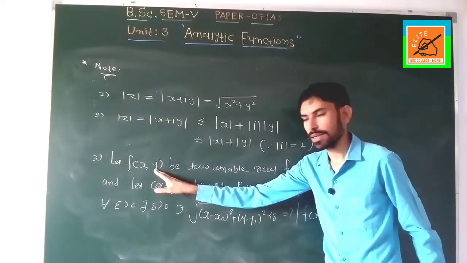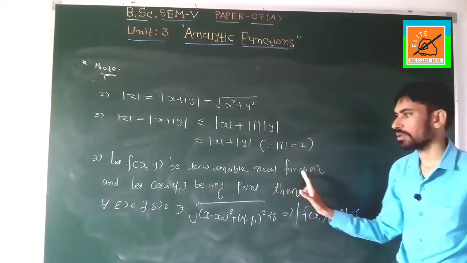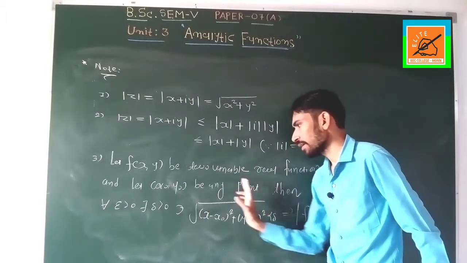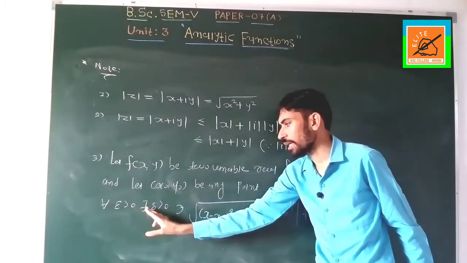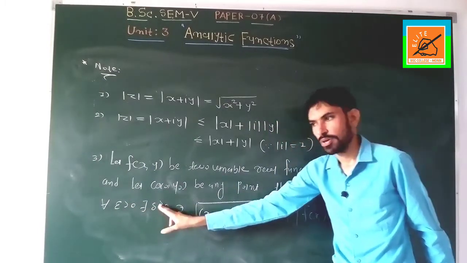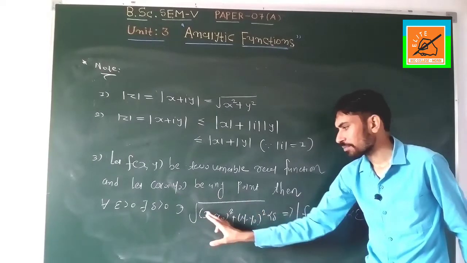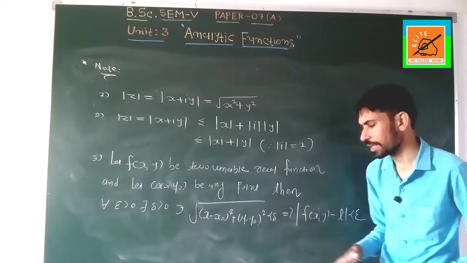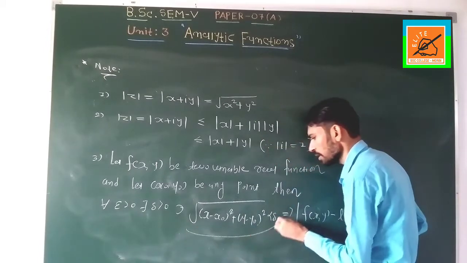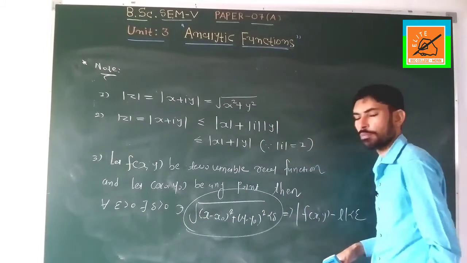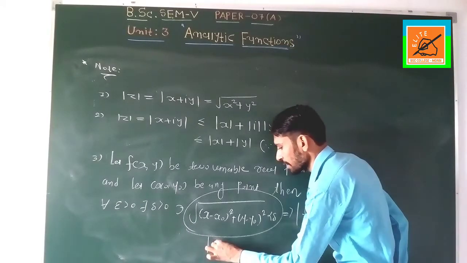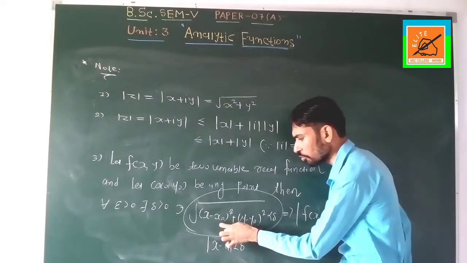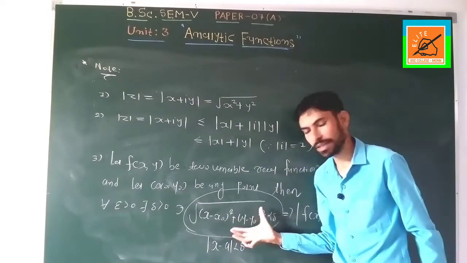Let f of xy be a two variable real function, and let x0 y0 be any point. Then for every epsilon greater than 0 there exists delta greater than 0 such that under root of x minus x0 whole square plus y minus y0 whole square less than delta. This form is known as the circular form of neighborhood. The way we defined neighborhood earlier was modulus x minus a less than delta. So this is another form of neighborhood of the point z0.